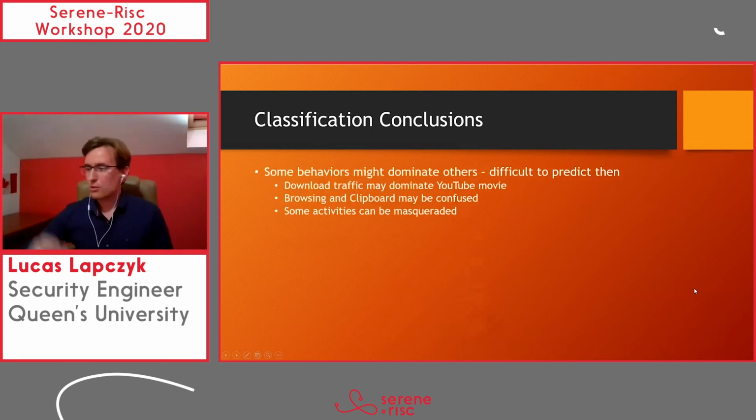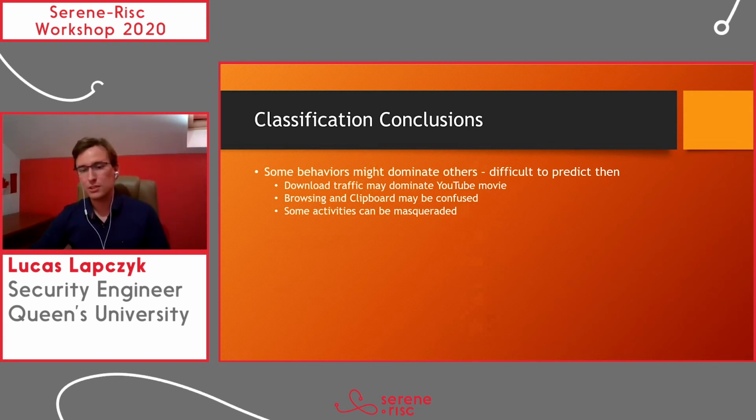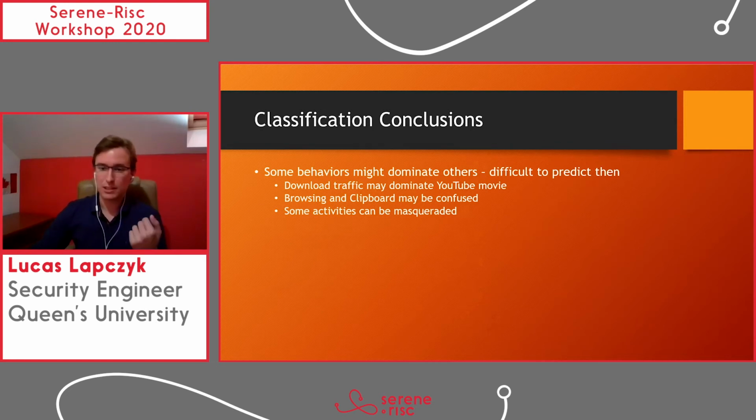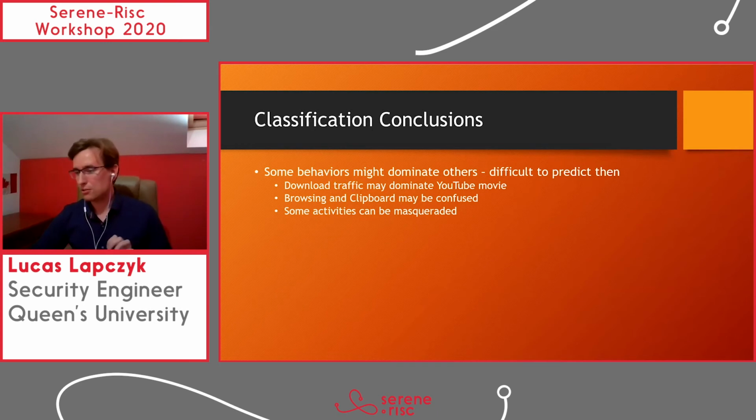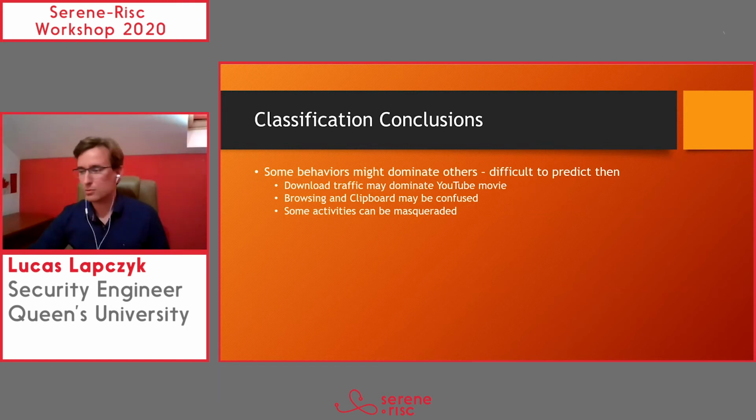Some conclusions which are worth sharing. Some behaviors might dominate others, which means if there are 2 concurrent activities, one might make it difficult to predict the other one. And there are 2 examples, download traffic dominating YouTube. That's because both of them focus on the server sending lots of data back to the client. However, download is usually bulkier traffic and uses longer packets. YouTube only needs to transmit video output and audio stream.